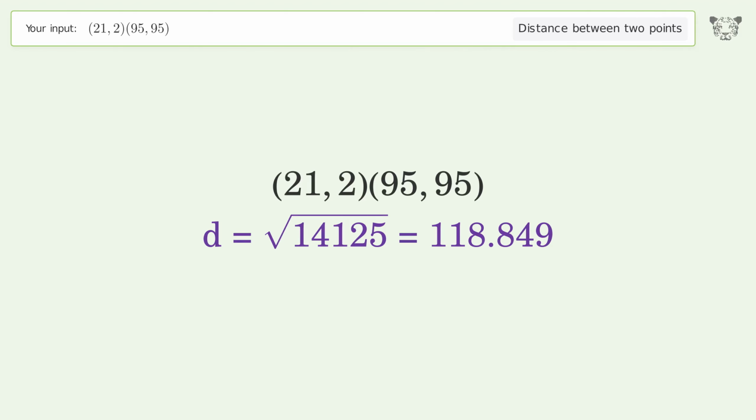The coordinates of point 1 are x1 equals 21 and y1 equals 2. The coordinates of point 2 are x2 equals 95 and y2 equals 95. D is the distance between the 2 points.